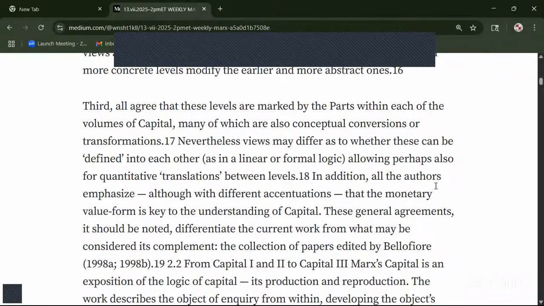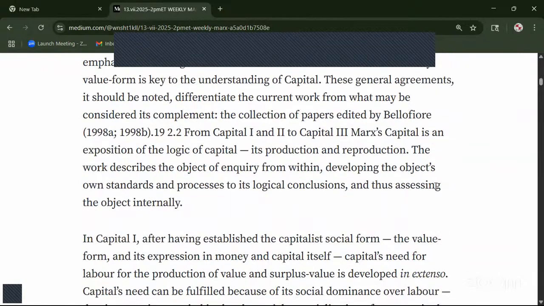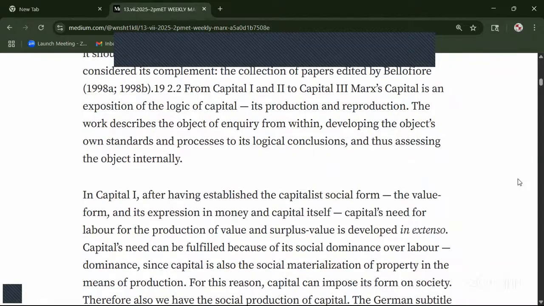Marx's Capital is an exposition of the logic of capital, its production and reproduction. The work describes the object of inquiry from within, developing the object's own standards and processes to their logical conclusions, and thus assessing the object internally. In Capital Volume 1, after having established the capitalist social form, that is, the value form and its expression in money and capital itself, capital's need for labor for the production of value and surplus value is developed in extenso.